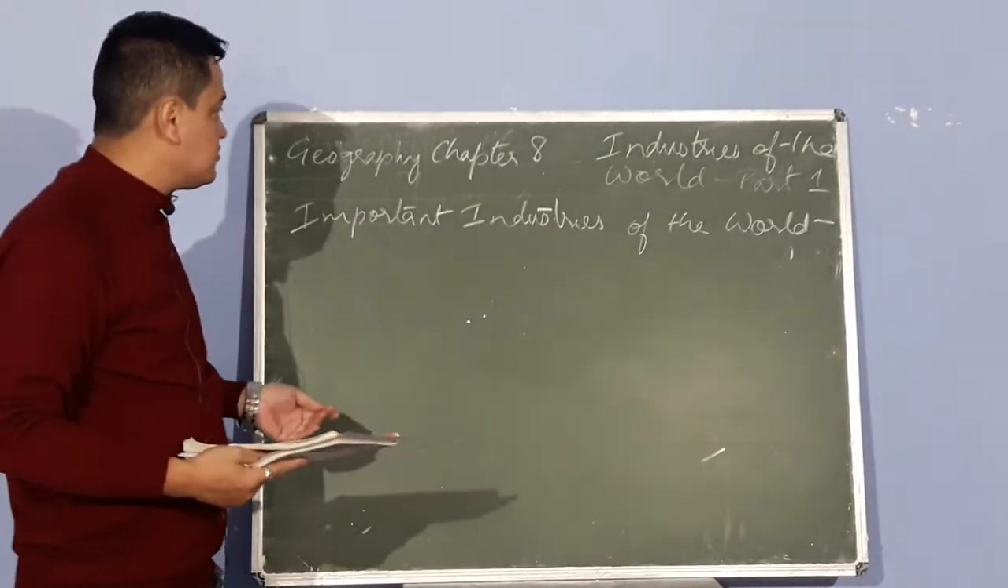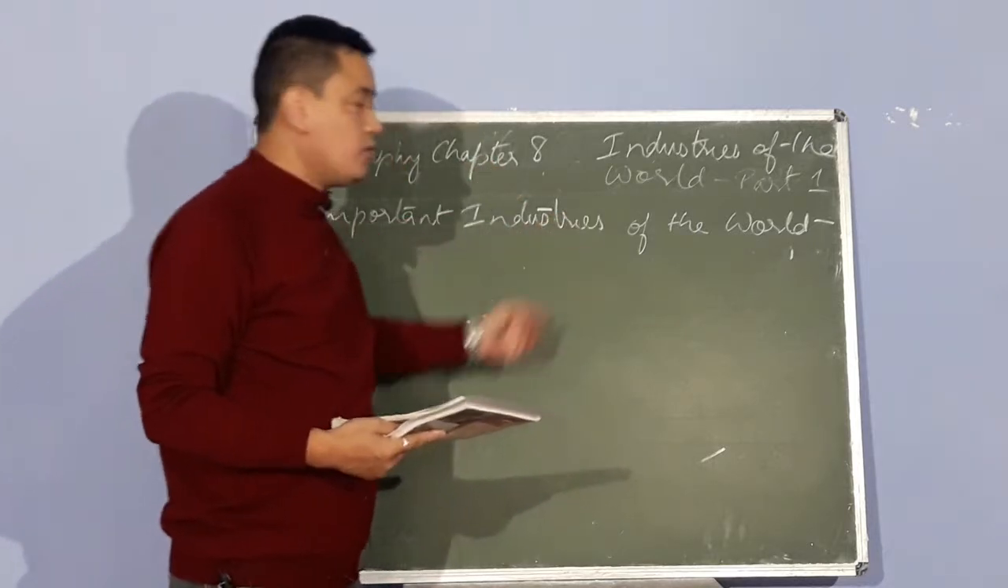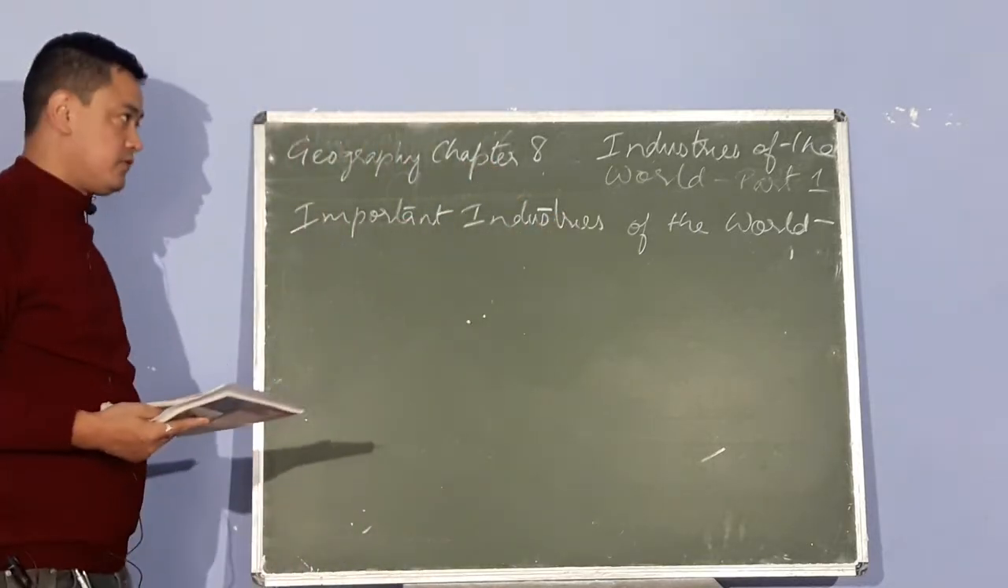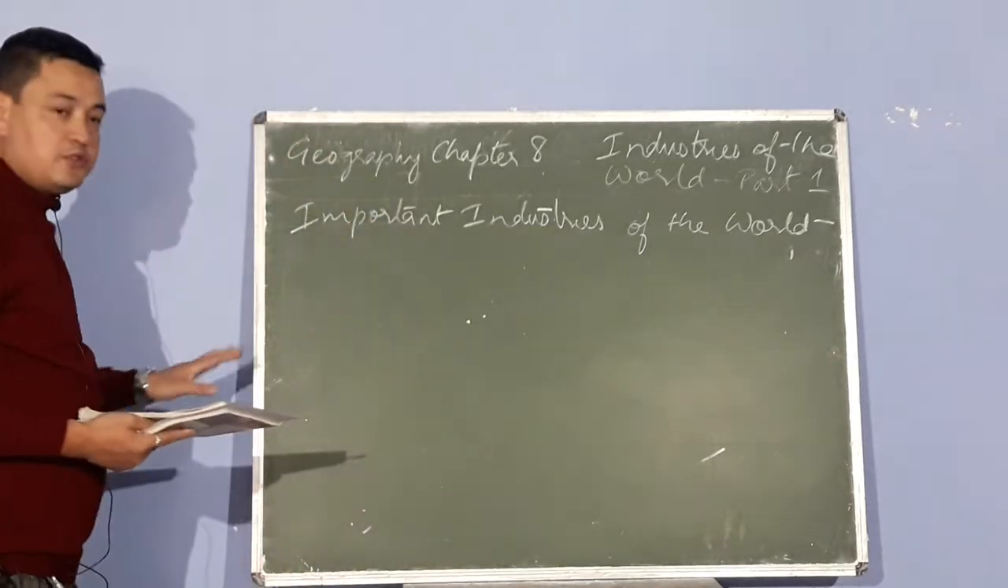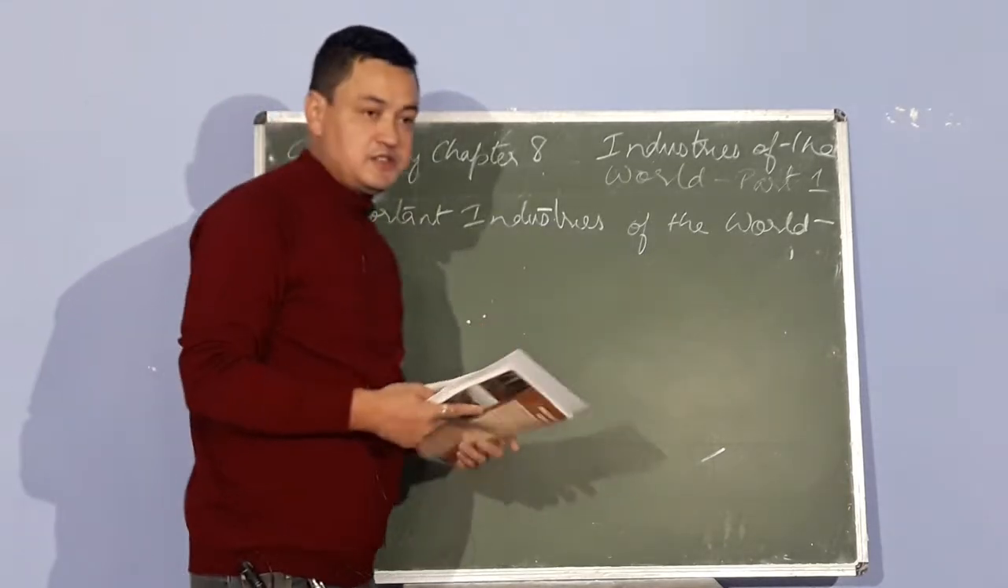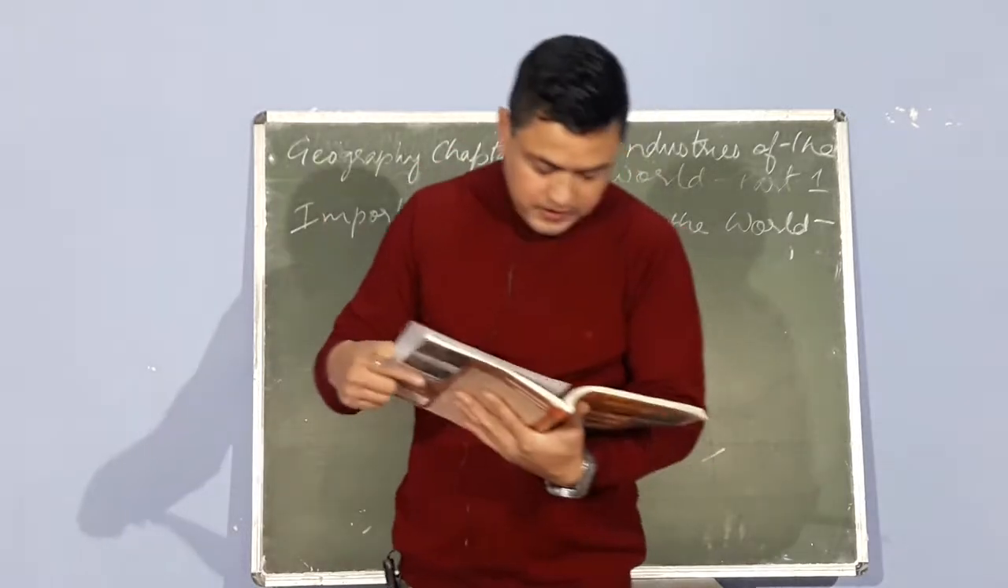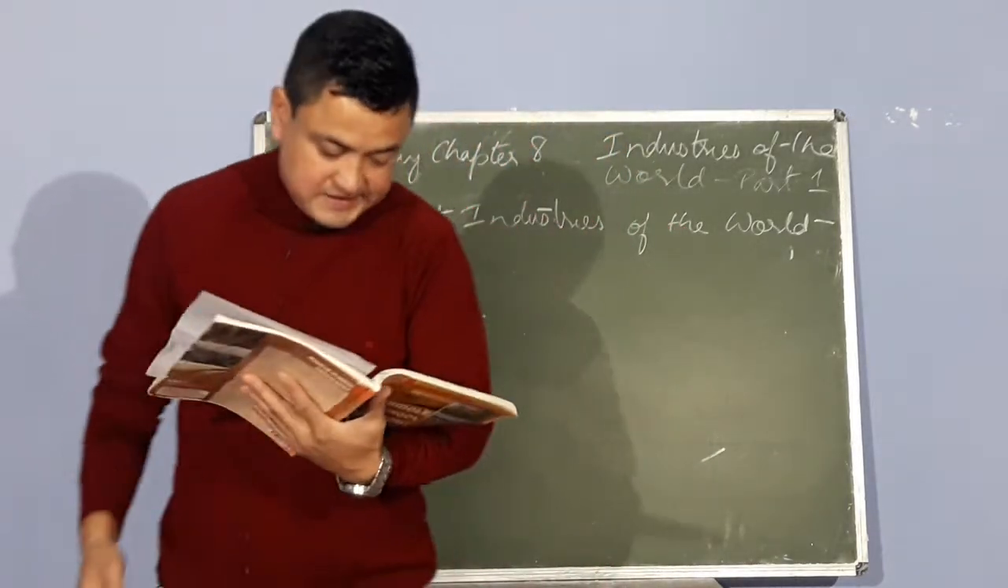Today I am going to start a new chapter, chapter number 8, Industries of the World for class 7 Geography. Okay, we are doing part 1. So the topic that I am going to discuss today is important industries of the world. Okay, you can refer to page number 76.